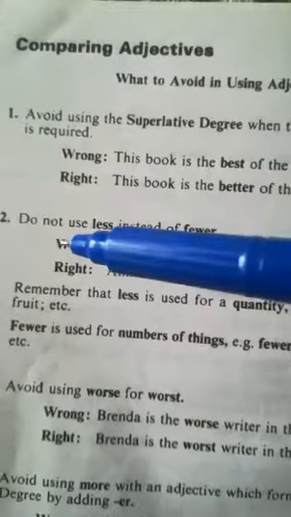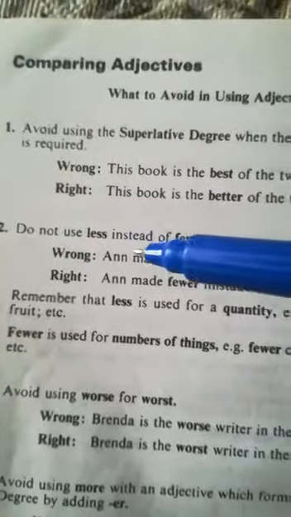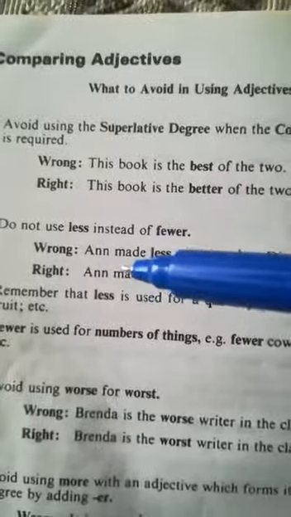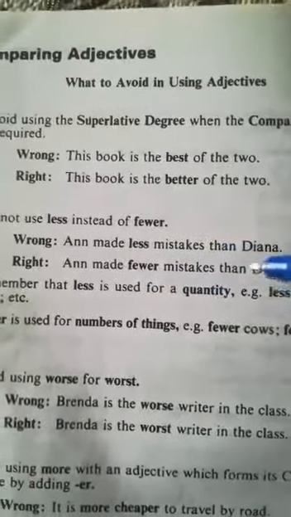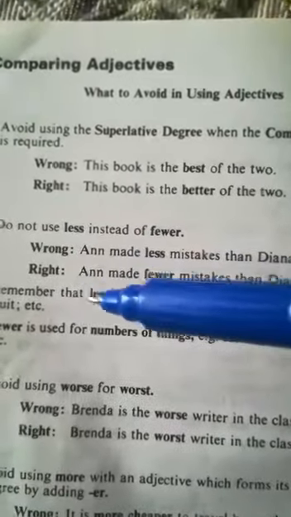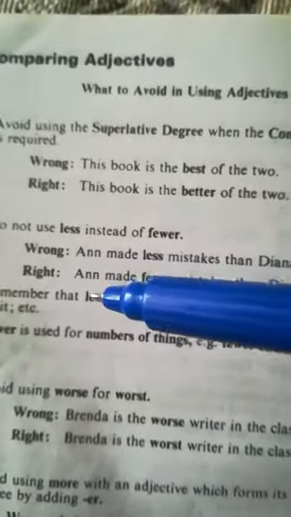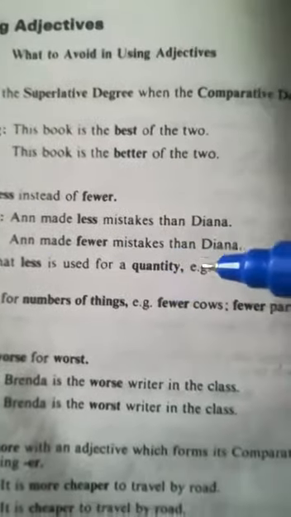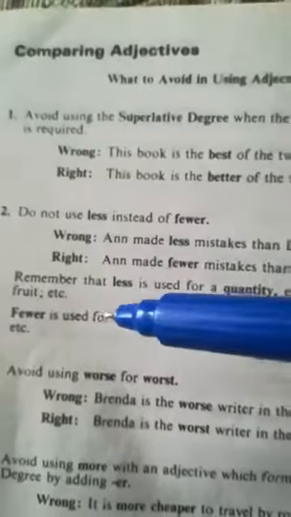Do not use less instead of fewer. Anne made less mistakes than Diana. This sentence is wrong. What will be the right sentence? Anne made fewer mistakes than Diana. Now what is the reason?